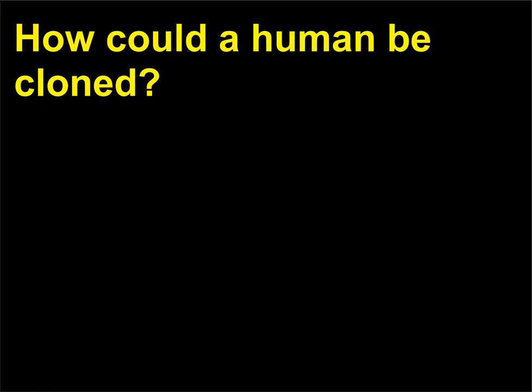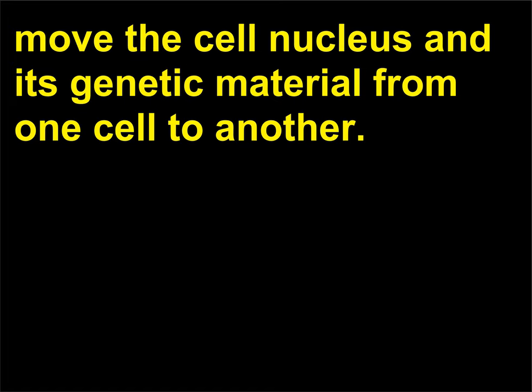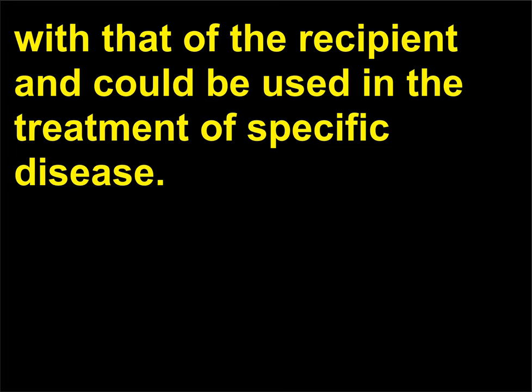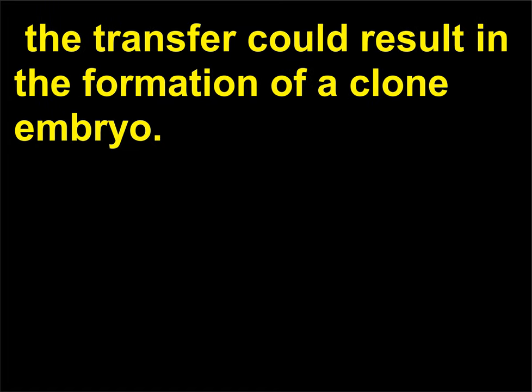How could a human be cloned? Nuclear transplantation, or somatic cell nuclear transfer, is used to move the cell nucleus and its genetic material from one cell to another. Somatic cell nuclear transfer may be used to make tissue that is genetically compatible with that of the recipient and could be used in the treatment of specific disease. Or, if the material is moved to an egg cell lacking its own nucleus, the transfer could result in the formation of a clone embryo.